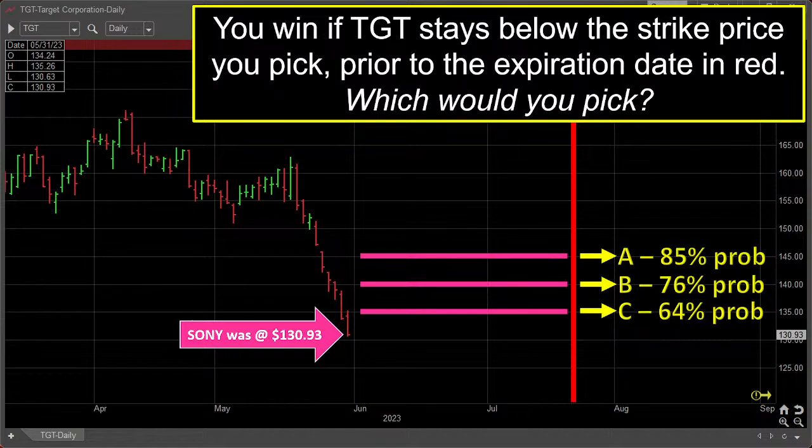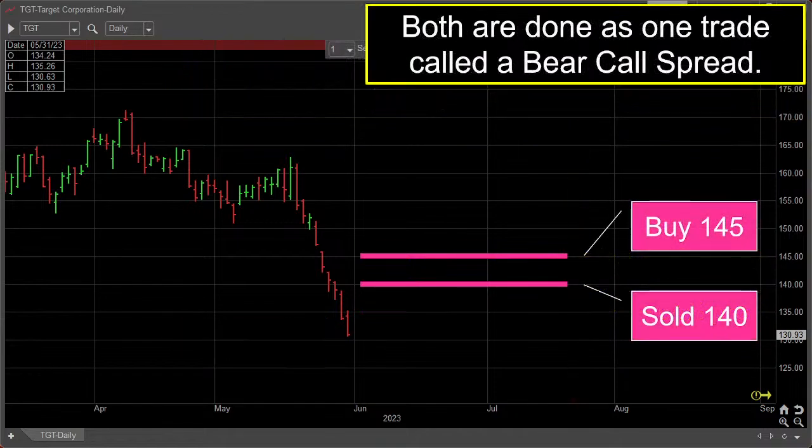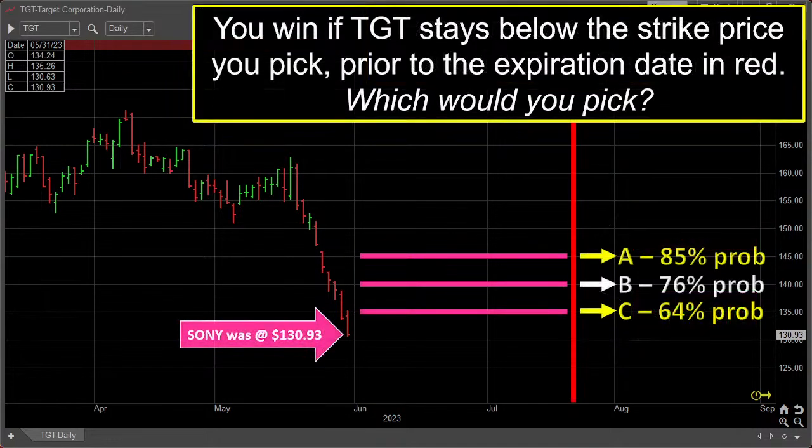Okay? I actually picked B. Now, why would I pick B? I could have technically, with a 64% chance of winning, I want greater than 60%. I could have chosen C too, to be honest with you, but I actually chose B.